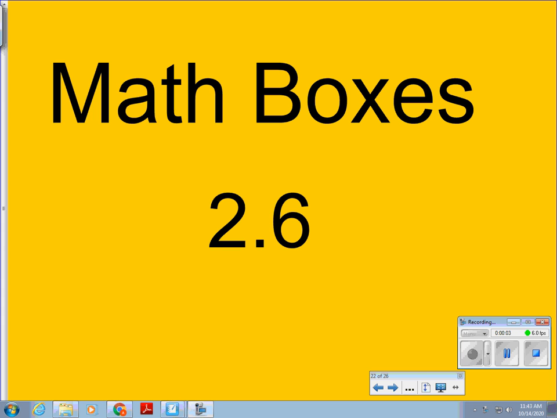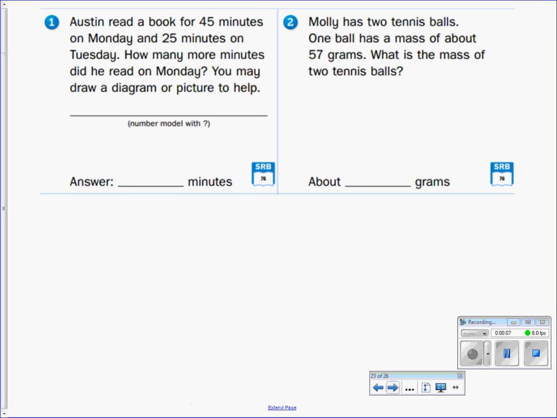Okay, boys and girls, let's get started on Math Boxes 2.6. Okay, number one, Austin read a book for 45 minutes on Monday and 25 minutes on Tuesday. How many more minutes did he read on Monday? You may draw a diagram or a picture to help you.